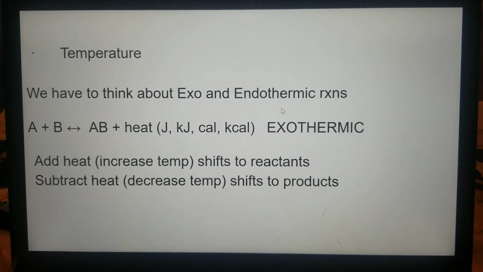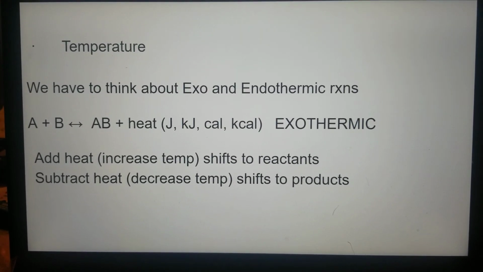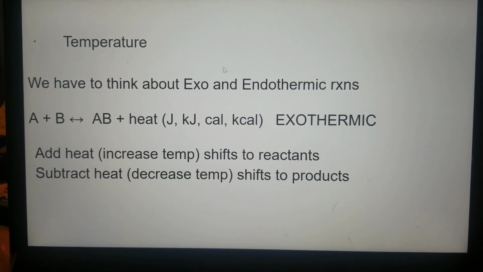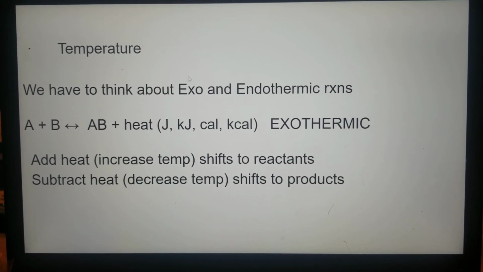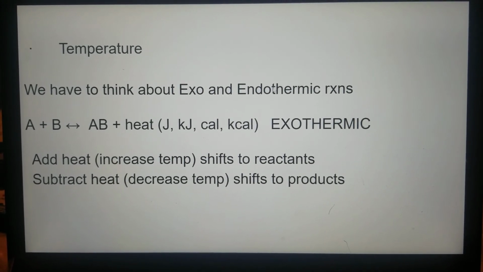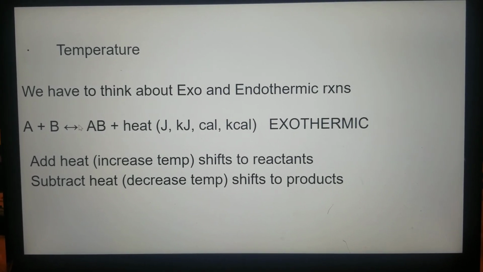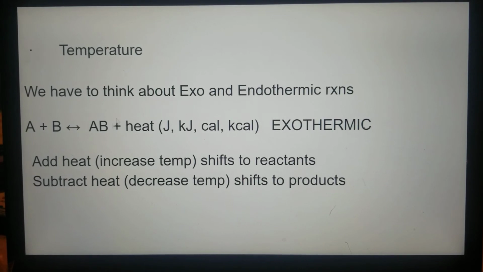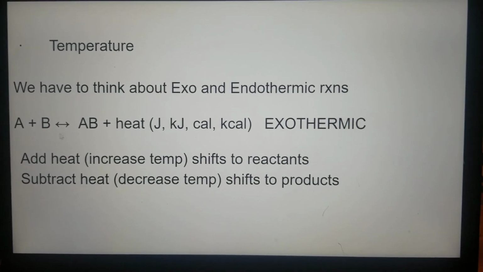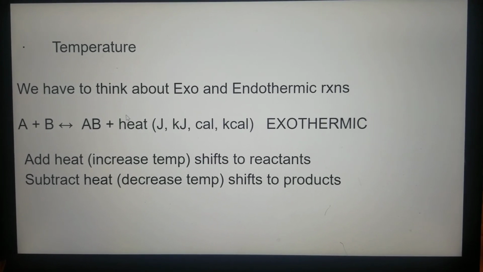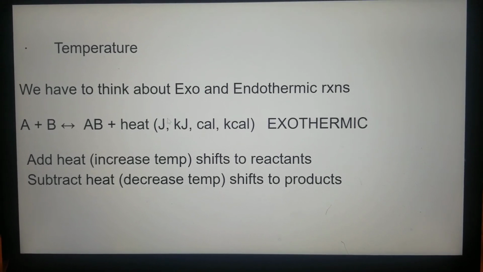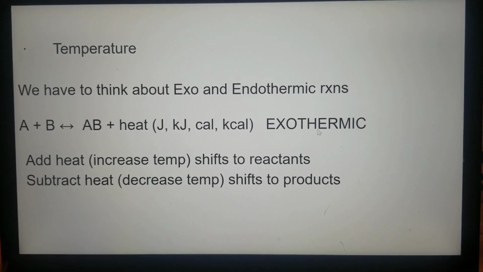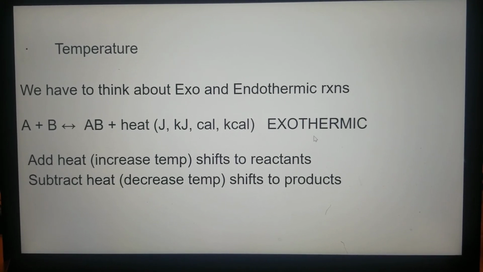The third factor that can affect equilibrium is temperature. So for this one, you have to pay attention to whether it's an exothermic or an endothermic reaction. So you have to look at where the heat is located. So here you see that the heat is on the product side. If heat is on the product side, that means heat is being released. Therefore, you can deduce that it's an exothermic reaction.